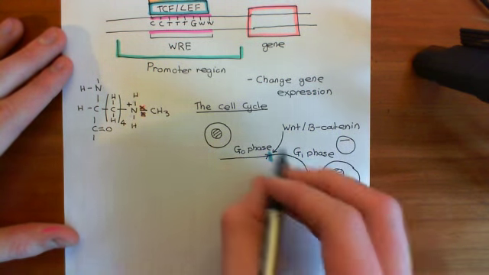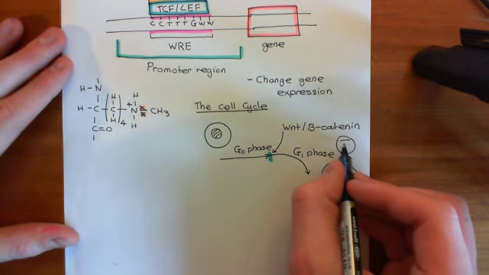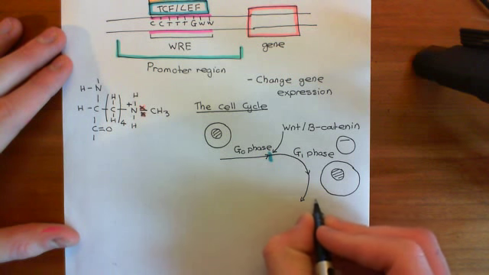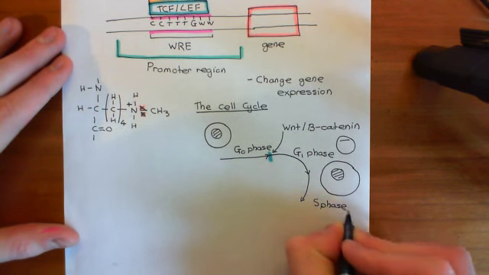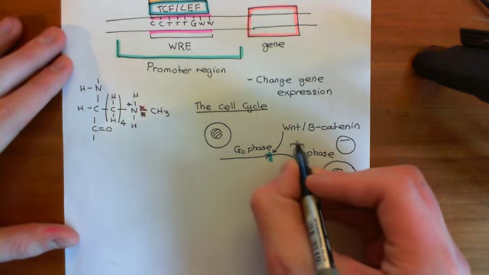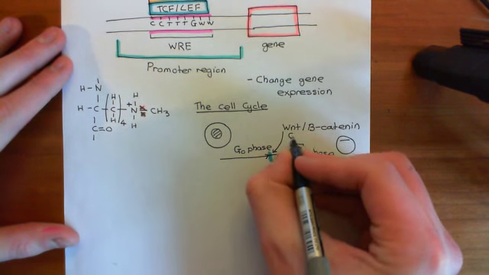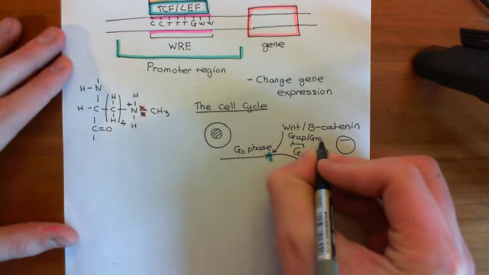You're going to start making and preparing the machinery that's going to be involved in copying the DNA. Then you're going to go into the next phase of the cell cycle, which is known as the S phase. Oh, and by the way, I didn't tell you what G1 actually stands for. This stands for the first gap or first growth phase. So it's known as a gap or a growth phase.